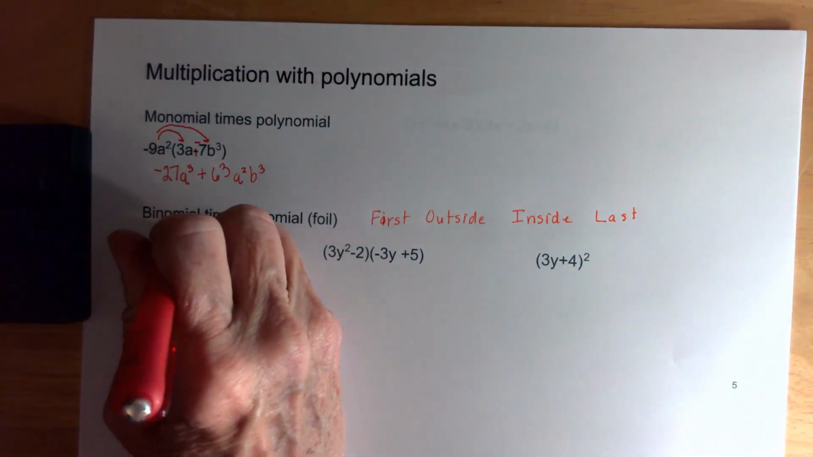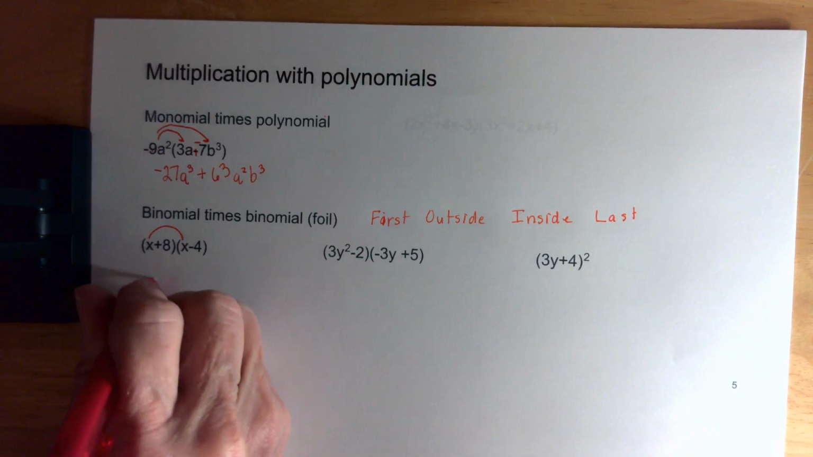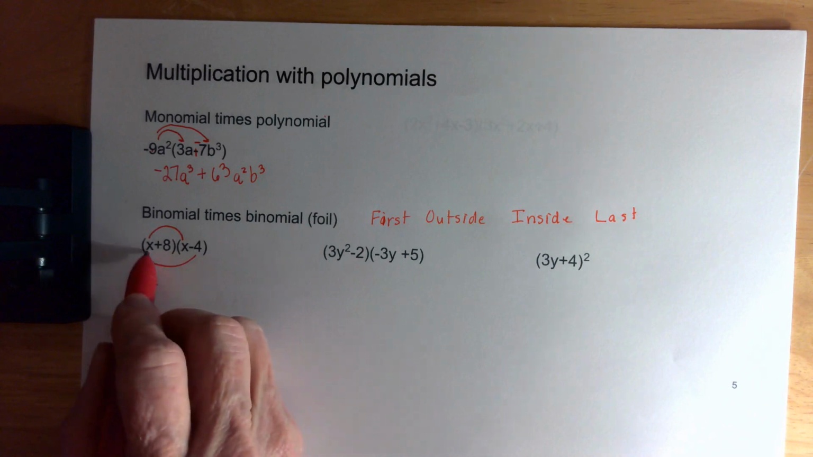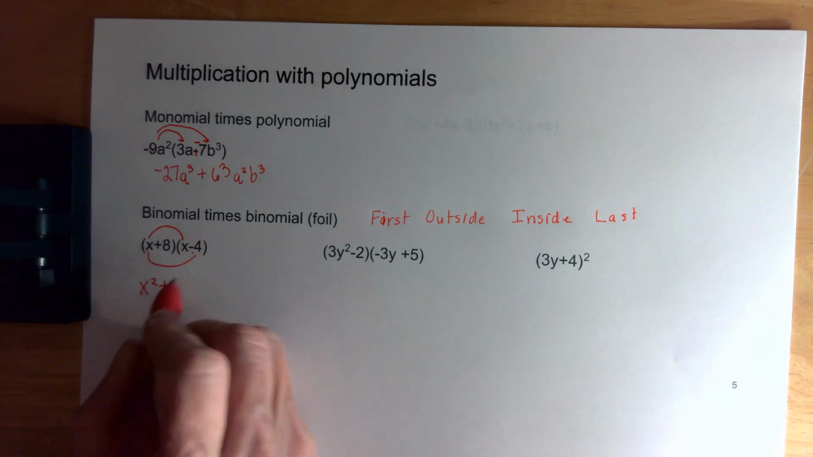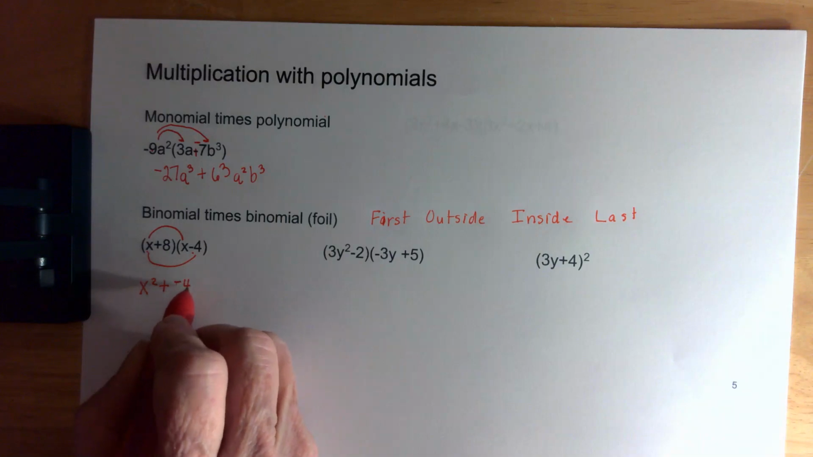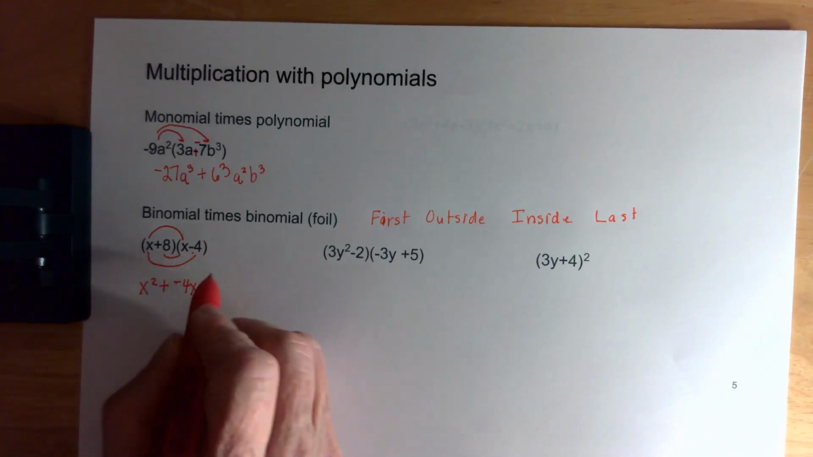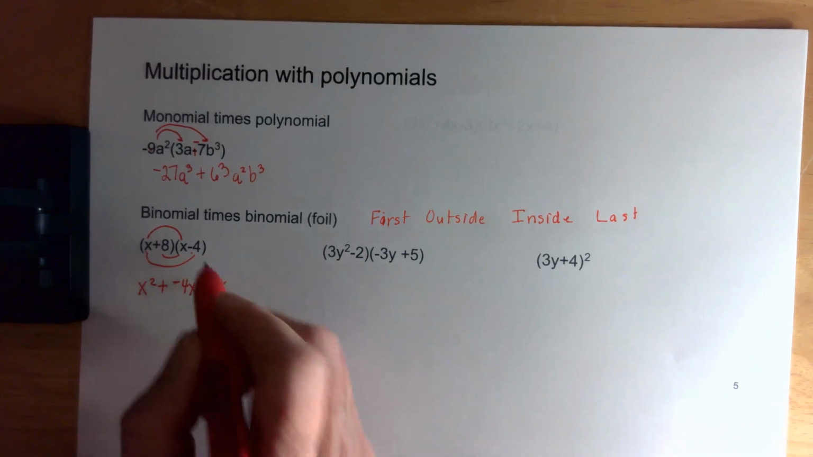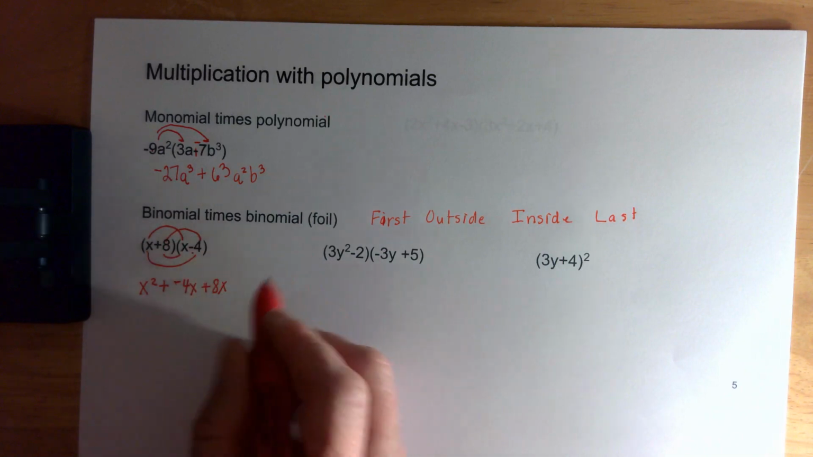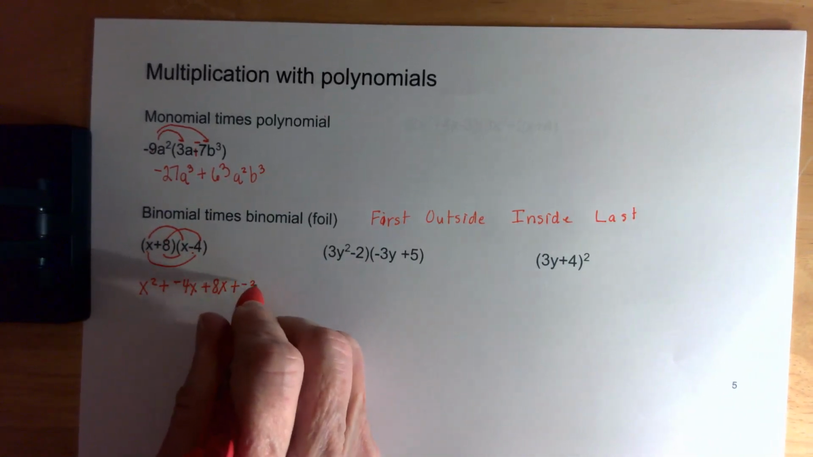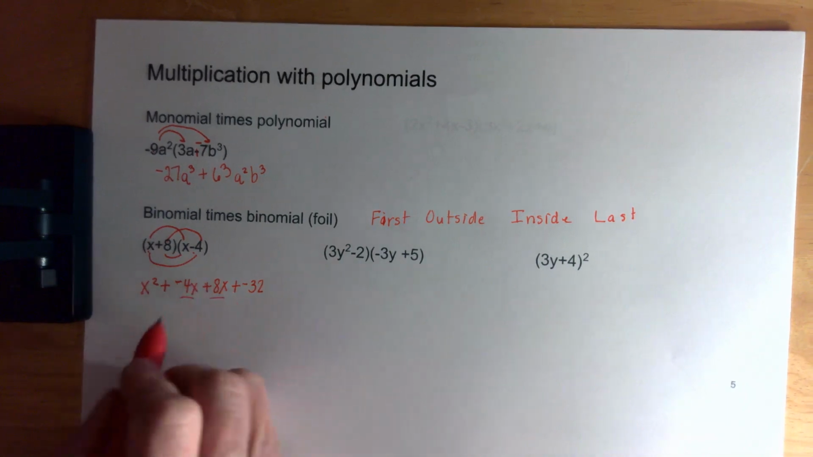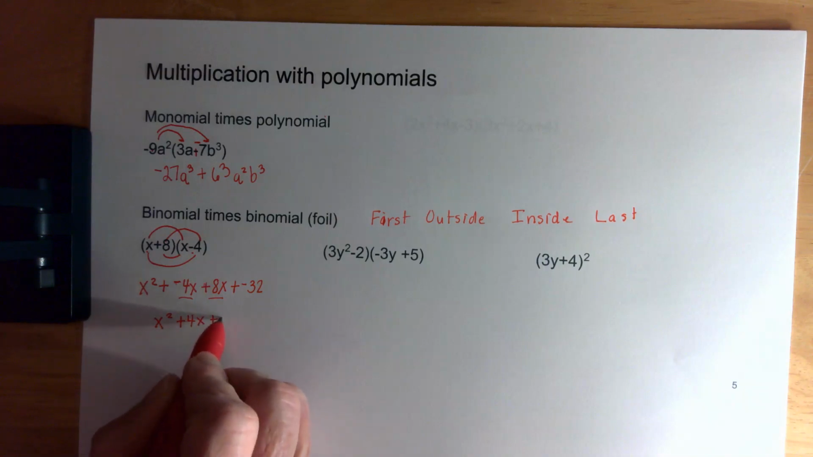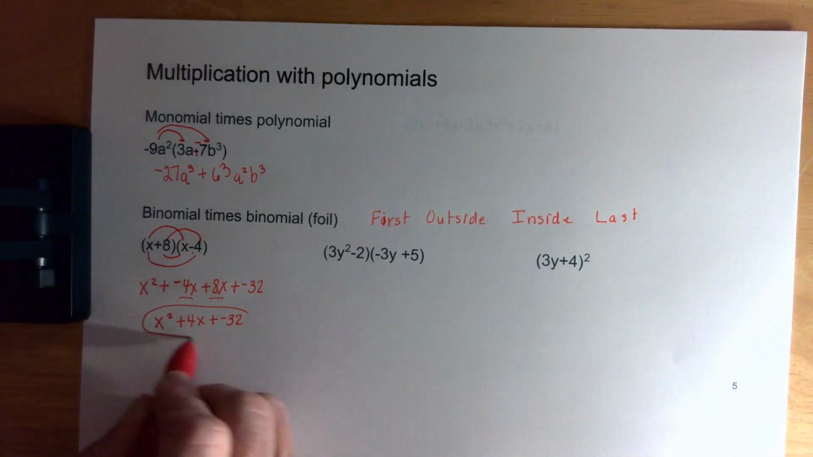So my first terms would be an x times an x, which is an x squared. Then I'm going to do my outside terms, which is x times -4, so I have a -4x. Then I'm going to do my inside terms, which is 8 times x, so plus 8x. And then I'm going to do my last, which is 8 times -4, so that's a -32. These two match, so I can put those together. So I have x squared plus 4x plus -32.